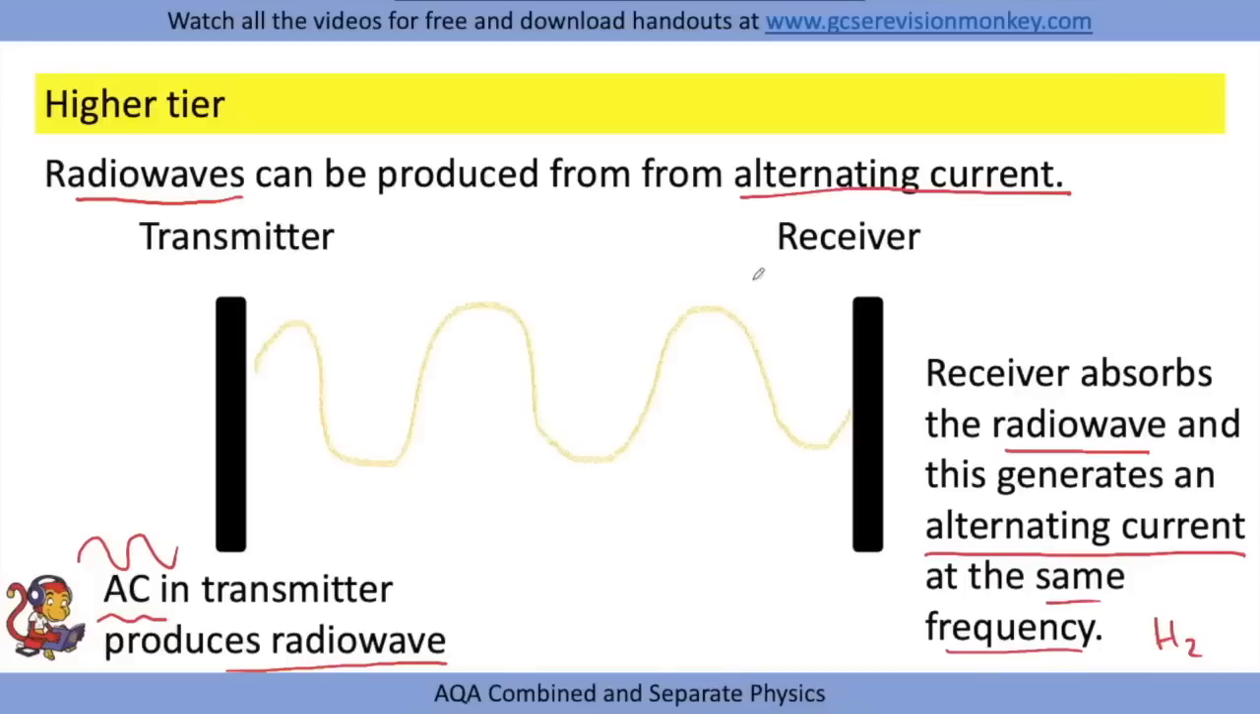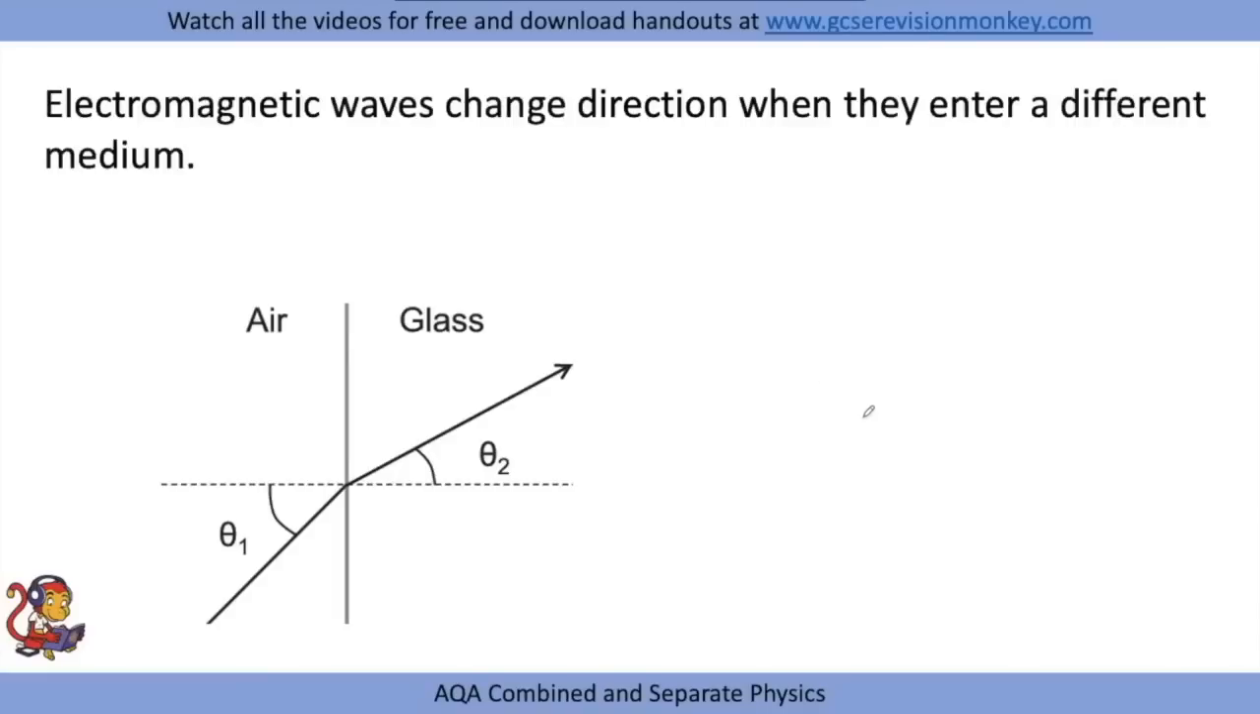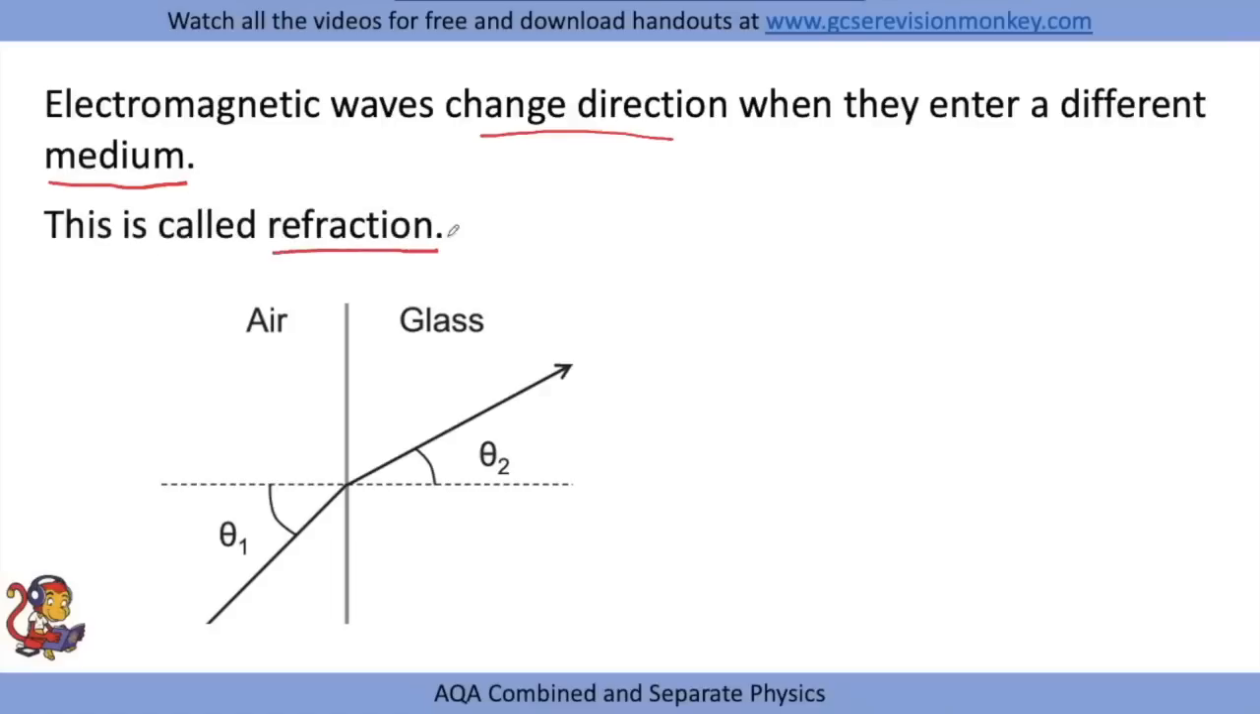So whatever the frequency of the radio wave is, that will produce an alternating current of the same frequency inside the receiver. All electromagnetic waves change direction when they enter a different medium. So you can think of this as a different material. This is called refraction. So refraction is when waves change direction when they enter a different medium.